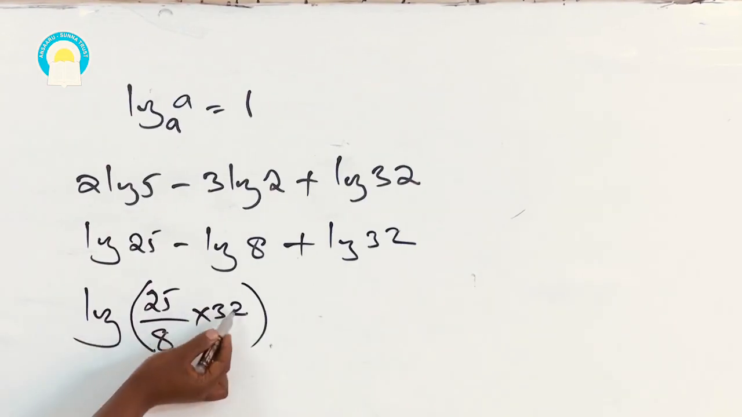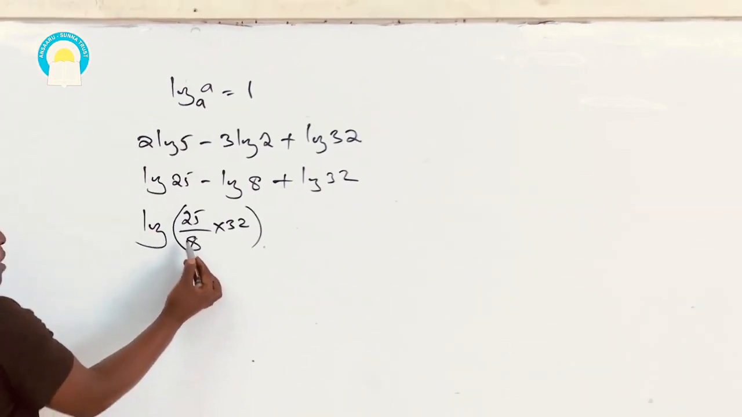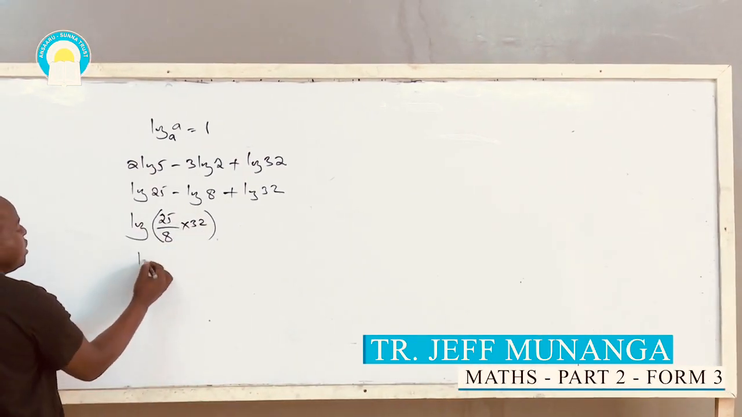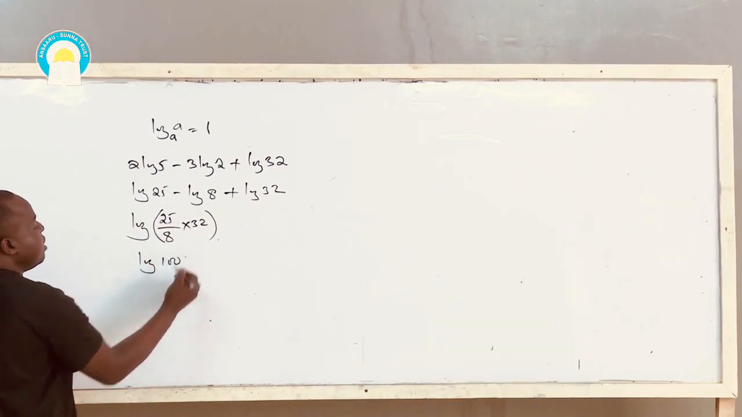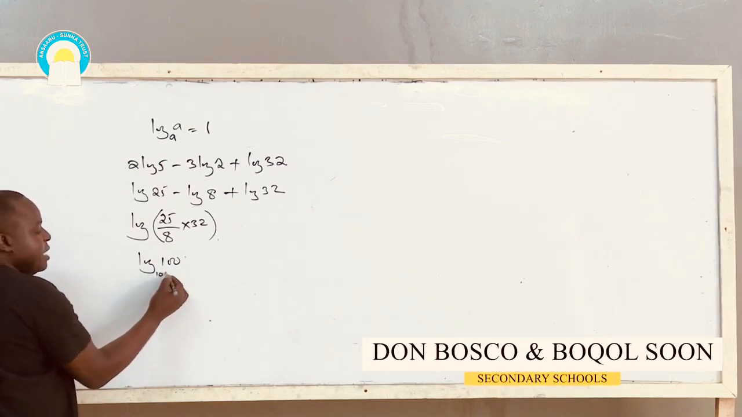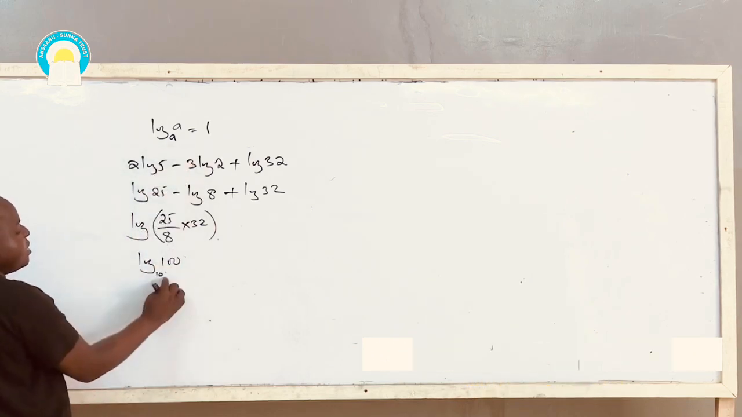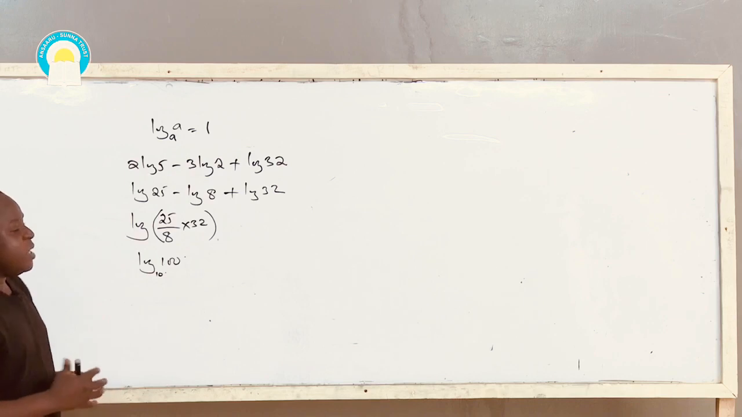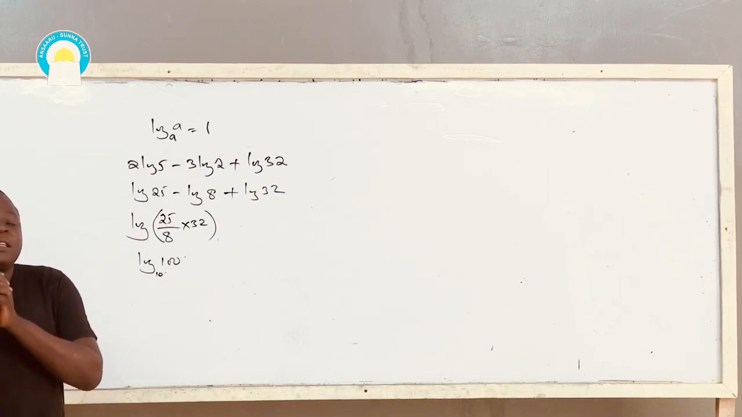So that said, if you worked out 25 divided by 8 times 10 times 32, it should give you an overall answer, which is log 100. But then, log 100, you know the base is 10. If you leave your answer this way, it's not simplified fully. So you have to make sure that any answer you write is in its simplest form.